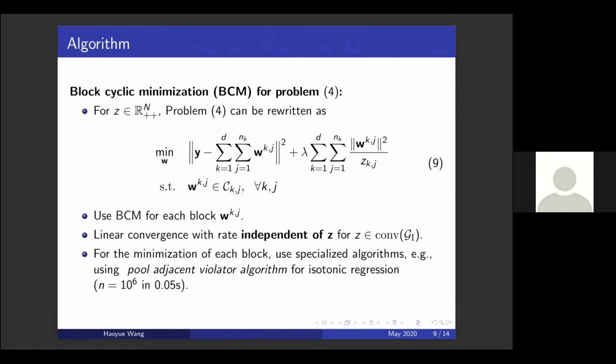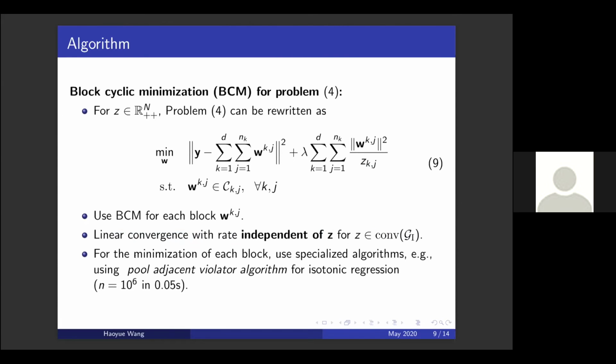As I mentioned, we need to solve problem 4, and here we will use block cyclic minimization, which is a quite simple algorithm, but also very powerful. We will use BCM for each block WKG, and we can prove that this simple algorithm has a linear convergence rate, and more interestingly, this rate is not related to Z. Note that if we have different values of Z, the problems will generally be different, but we can prove that the linear rate is not related to Z, for all Z in the convex hull of G of Xi.